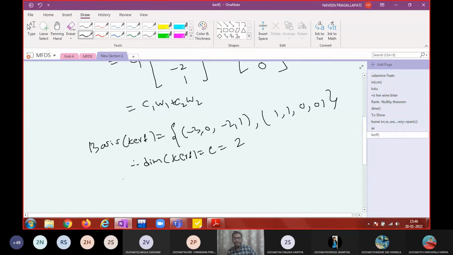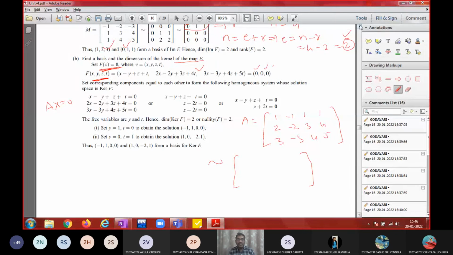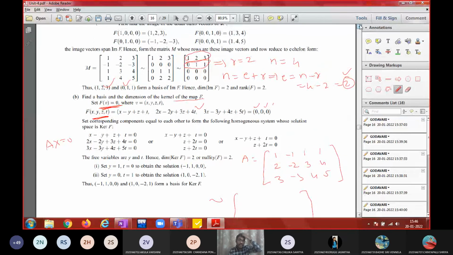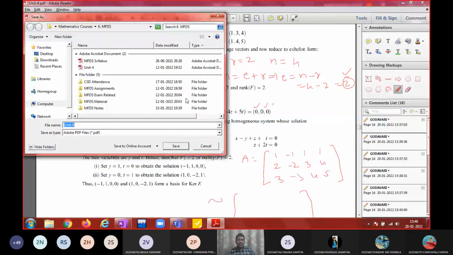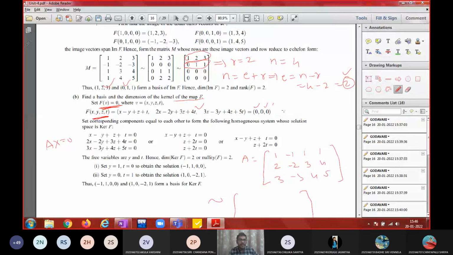Is it clear? Yes, sir. So this is how we can find the basis and dimension of the image, the range space, and the basis and dimension of the kernel space. Okay, so I will conclude.